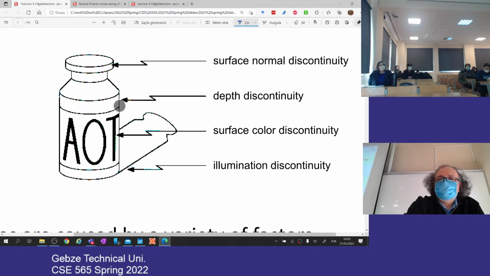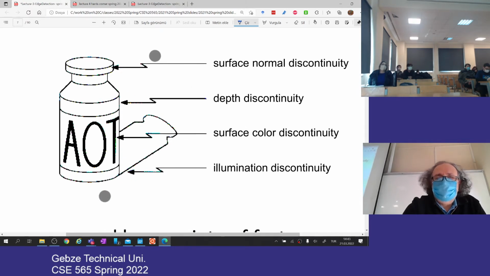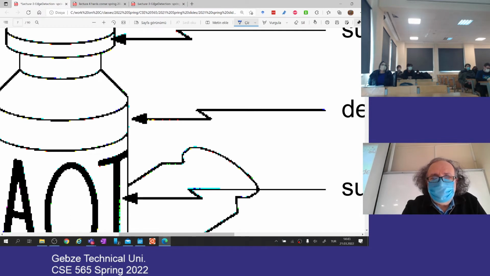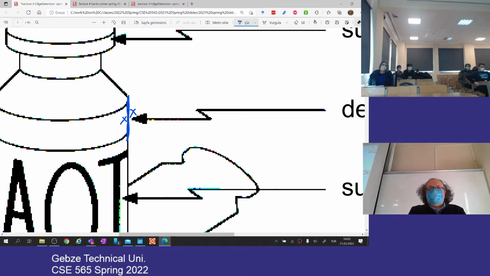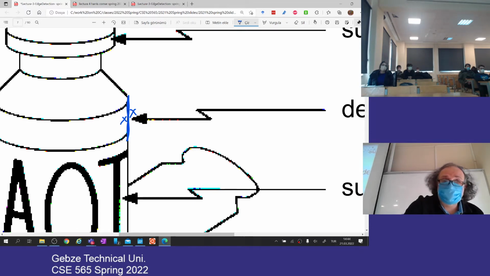Sometimes I get edges for the depth discontinuity. I mean, the depth of this point is very different from this point, right? So that's why when you get the edges around this line, that corresponds to depth discontinuities, and in fact these kinds of discontinuities most of the time correspond to object edges.